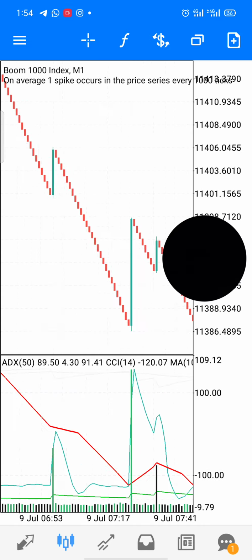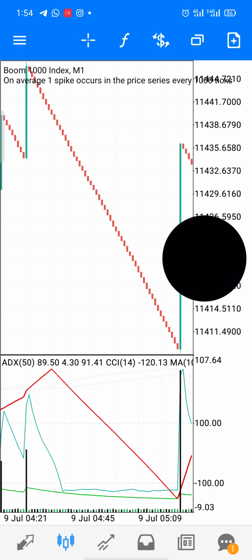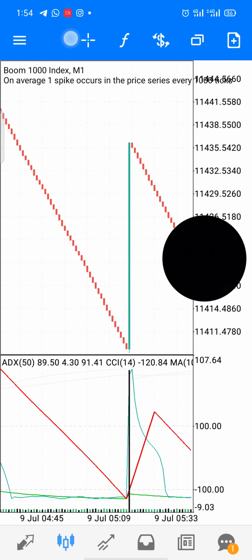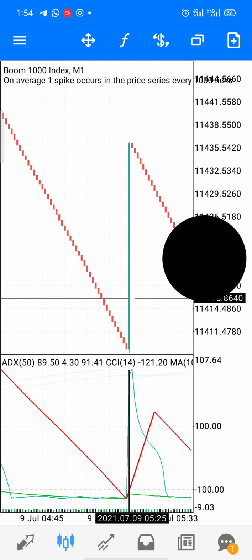It keeps on spiking. Guys, I just want to show you one example, like live, so you can see this one. It crossed below, it spiked.